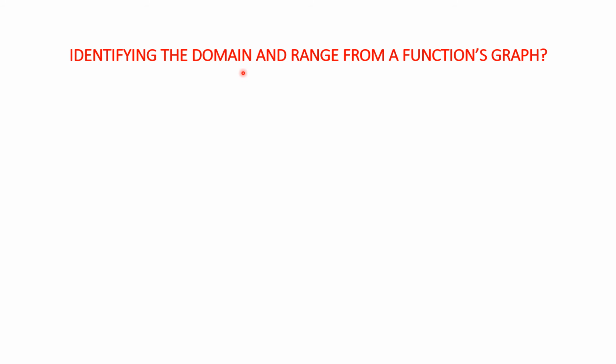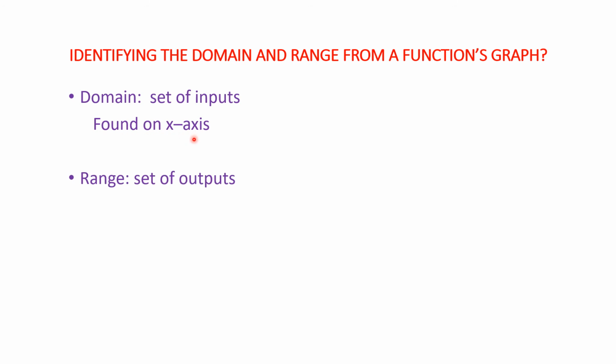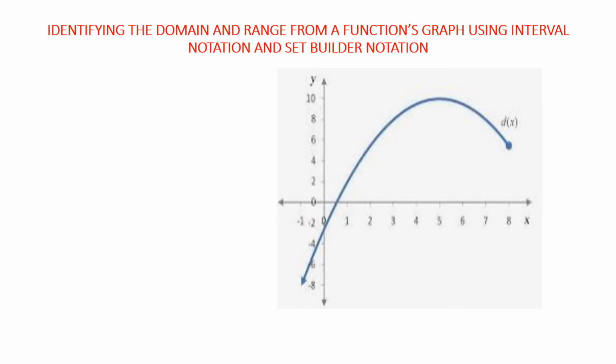Identifying the domain and range from a function's graph. Domain is a set of points that represent the input to the graph or to the function. Domain is normally found on the x-axis. The range is the set of the output. It's found on the y-axis. And identify the domain and range from the graph of a function.